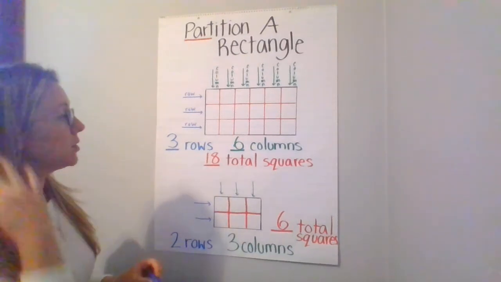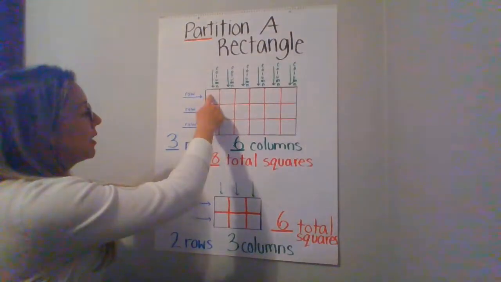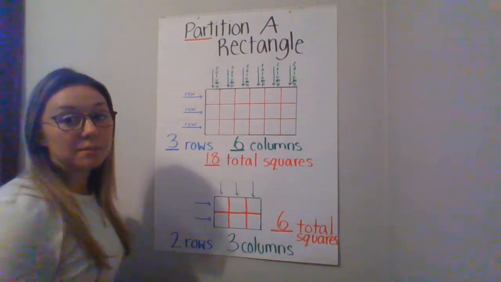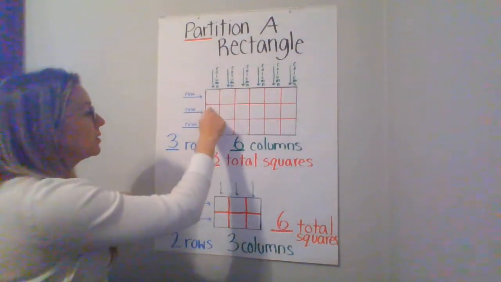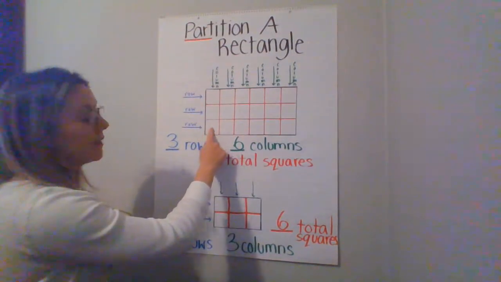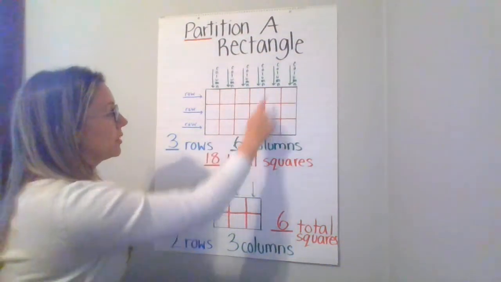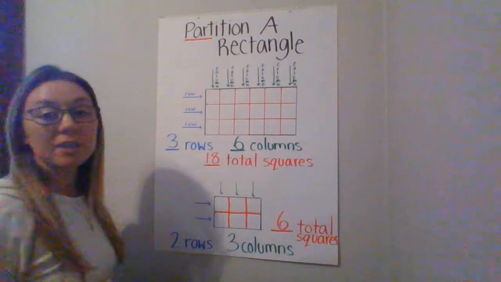So what I'm going to do is count how many are in each column, and I'm just going to add all the columns together. So here we have 1, 2, 3, and I can see that all the columns have the same amount. 1, 2, 3, 1, 2, 3, 1, 2, 3. So I'm just going to add all that together.